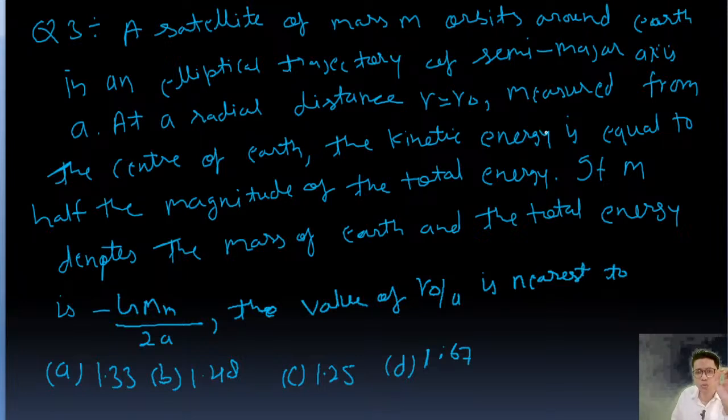If M denotes the mass of the earth, the total energy is given as minus GMm upon 2a. We need to find the value of r naught upon a. So this is the question, guys. Okay, I'll solve it now.